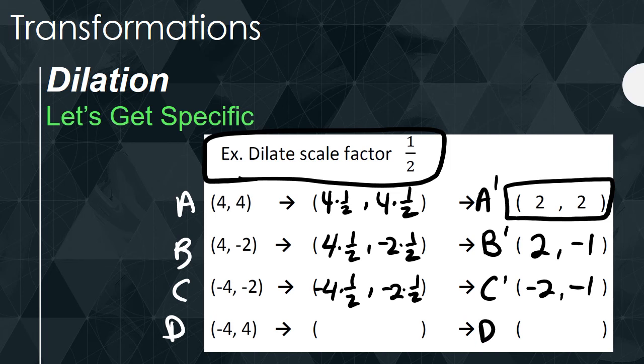And then for D prime, we're doing -4 times 1/2 and then 4 times 1/2. What we're doing is cutting those in half. So we're using our scale factor of 1/2. It gives us -2 and +2.